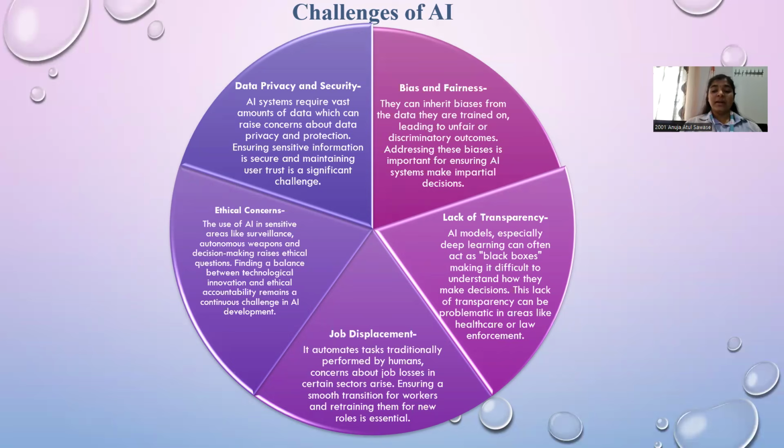Lack of transparency. AI models, especially deep learning, can often act as black boxes, making it difficult to understand how they make decisions. This lack of transparency can be problematic in areas like healthcare or law enforcement. Then job displacement. AI automates tasks traditionally performed by humans, so concerns about job losses in certain sectors arise. Ensuring a smooth transition for workers and retraining them for new roles is essential.